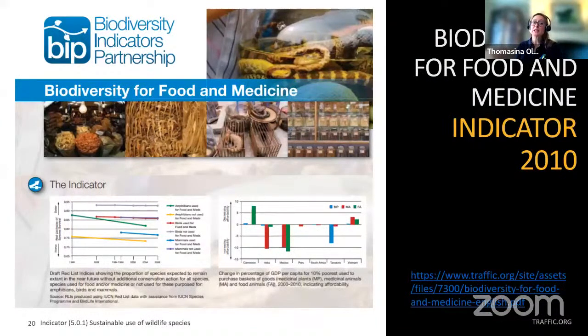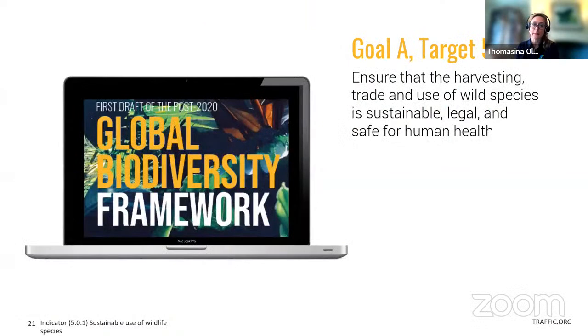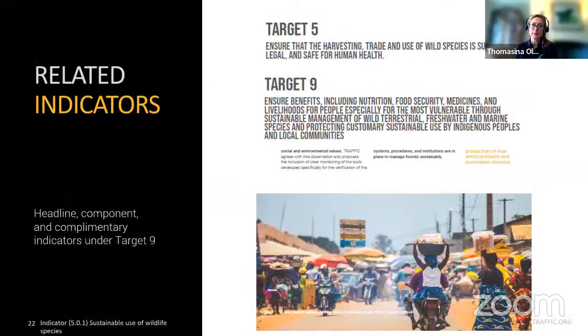Traffic already has some experience with developing indicators and led on the production of an indicator for biodiversity for food and medicines for the 2010 targets. Next slide, please. The current draft of Target 5 is to ensure that harvesting, trade and use of wild species is sustainable, legal and safe. Next slide, please. It clearly has strong ties with Target 9, looking at the benefits and importance of use, and those are recognised in Target 9. Next slide, please.